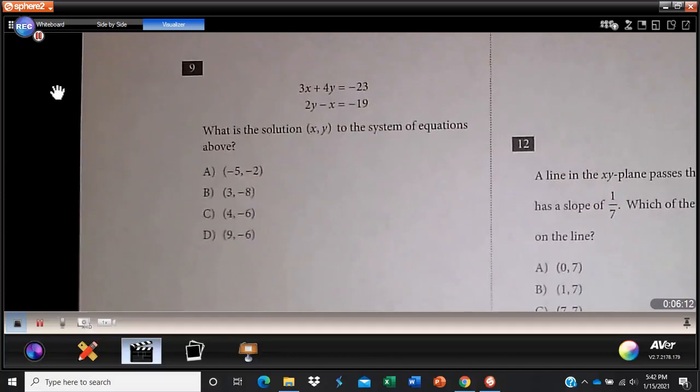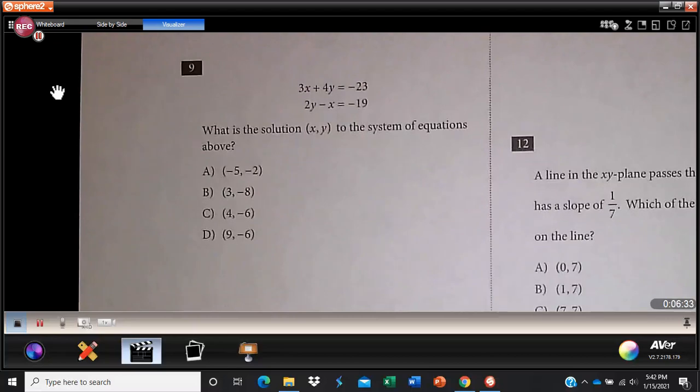Okay, the first thing I notice immediately is that this is a system of linear equations. So this is really an Algebra 2 or Math 2 level class, or like a sophomore level mathematics thing. What is the solution to the system of equations above?